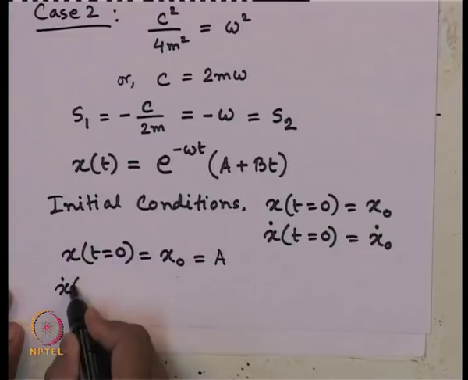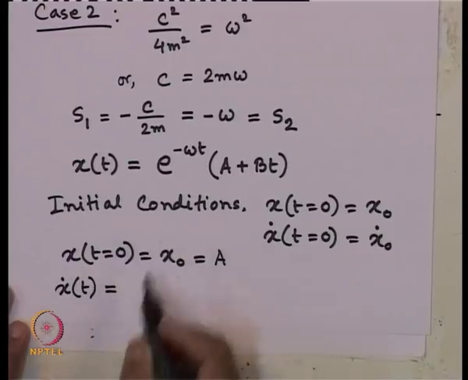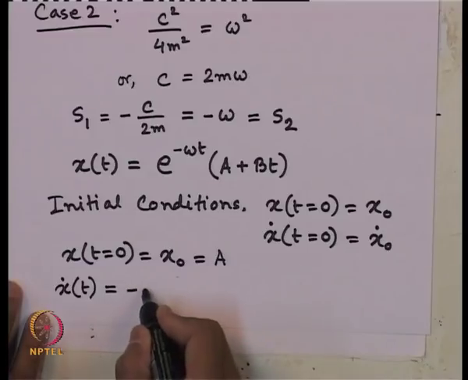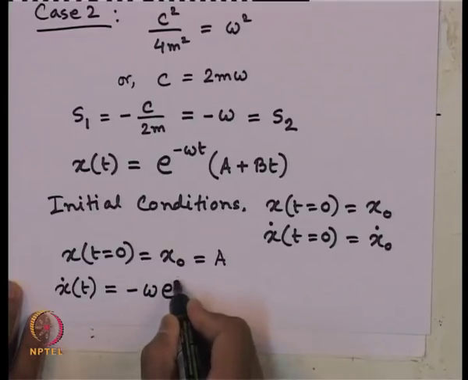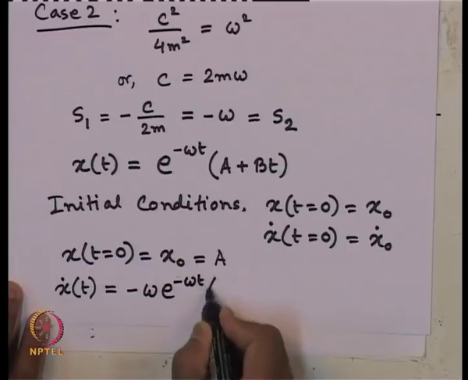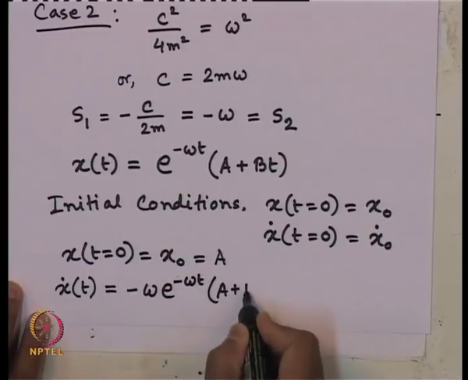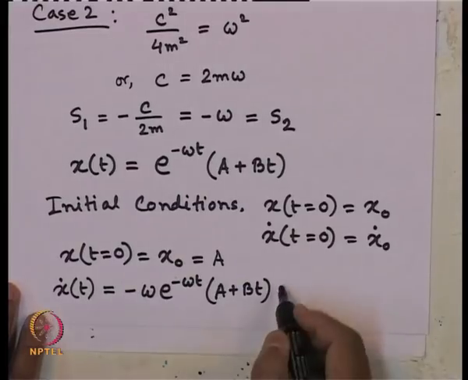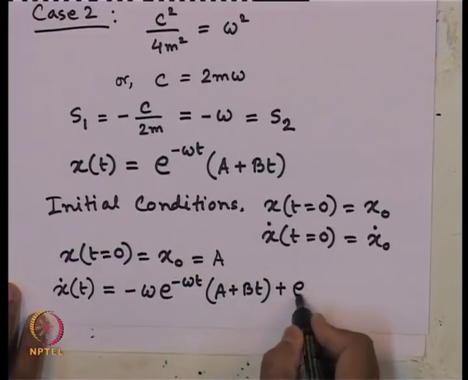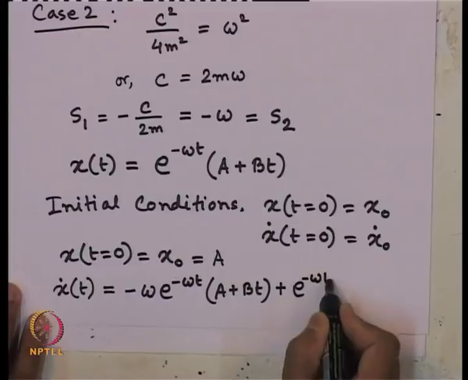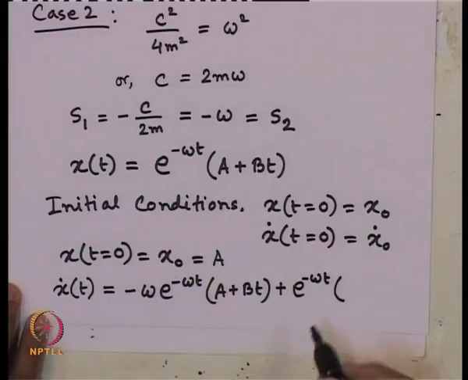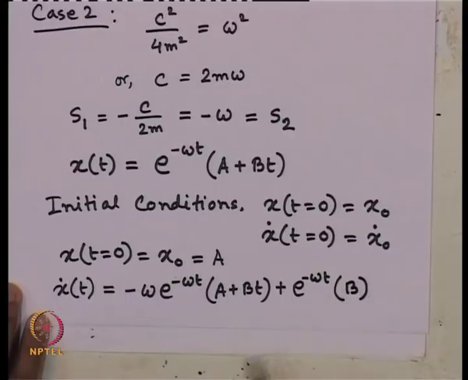What can we write? The velocity expression will be minus omega e to the power minus omega t times (a plus b t). I have differentiated the exponential function first, then e to the power minus omega t times, I am now differentiating this polynomial function, times b.